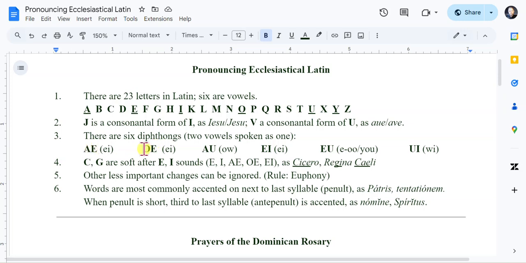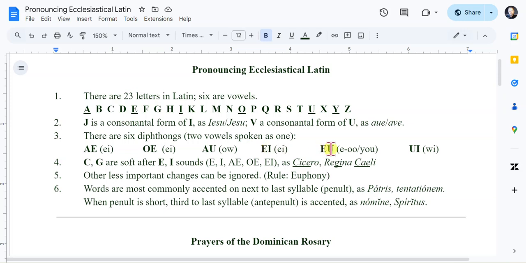The second diphthong is oe, and in classical Latin, this would be read as oi. But in ecclesiastical Latin, it's read as e. So these two diphthongs, ae and oe, are read in church Latin with the same sound, e. The third diphthong is au. In classical Latin, it's read as au, and in ecclesiastical Latin, it's read the same way, au. And you can see it's just those two vowel sounds combined in a single syllable. The fourth diphthong is e, read as e. So we've got three diphthongs that are all read with the same sound in ecclesiastical Latin.